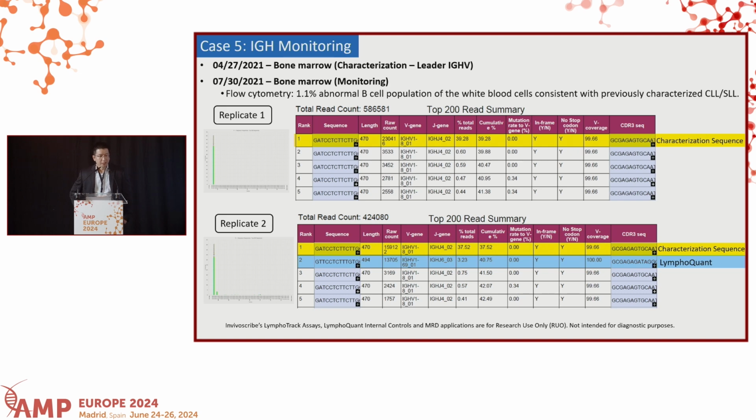Case 5 is an IGH monitoring case. We initially characterized a bone marrow for leader IGH. 3 months later, we collected another bone marrow for monitoring, and the flow cytometry showed 1.1% abnormal B-cell population of the white blood cells, consistent with previously characterized CLL. 2 replicates are tested, and the characterization sequence is detected approximately between 37 to 39% of the total reads. In the separate replicate, the lymphoquant is detected at about 3% of the total reads.